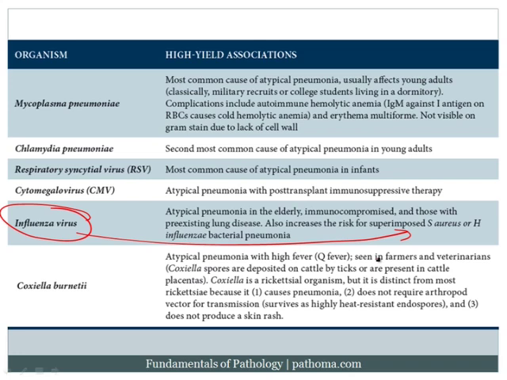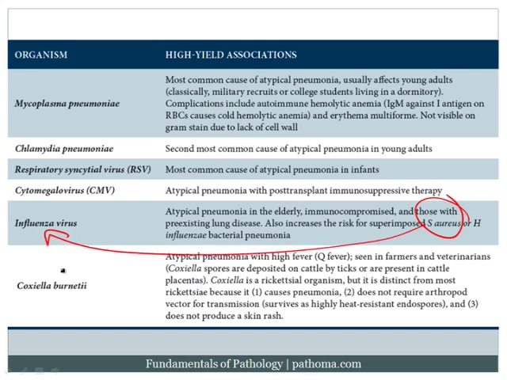Instead, what happens is the influenza virus weakens the normal defenses, and that allows for a secondary bacterial pneumonia, which then kills the patient. And so it's important to note that Staph aureus is the most common cause of secondary pneumonia in patients who have influenza virus pneumonia.